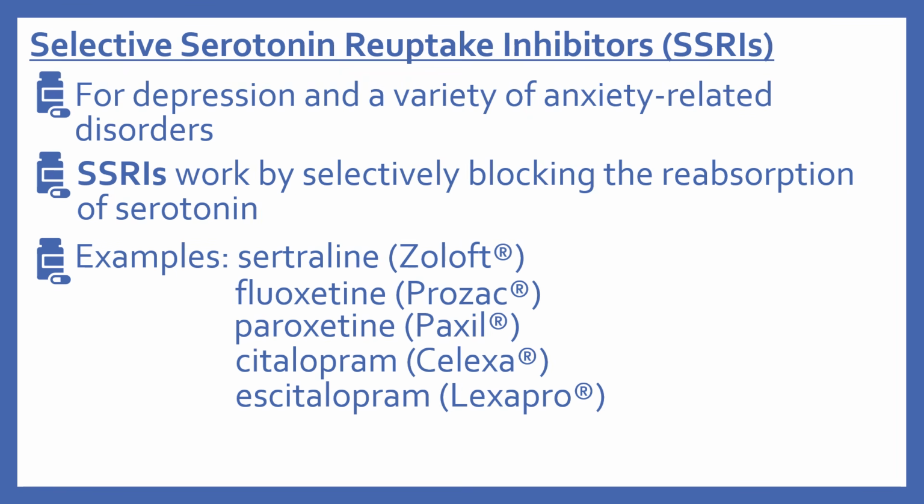Next are the SSRIs, or selective serotonin reuptake inhibitors. These are for depression and a variety of anxiety-related disorders. The SSRIs work by selectively blocking the reabsorption of serotonin. Some examples include sertraline, brand name is Zoloft, fluoxetine, brand name is Prozac, paroxetine, brand name is Paxil, citalopram, brand name is Celexa, escitalopram, brand name is Lexapro.